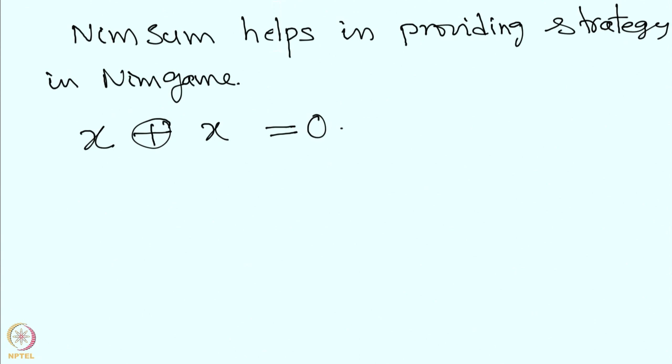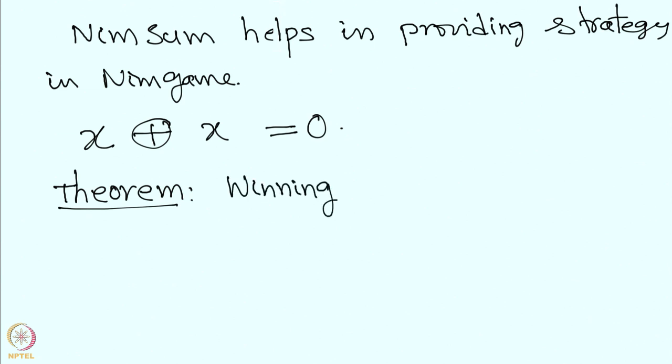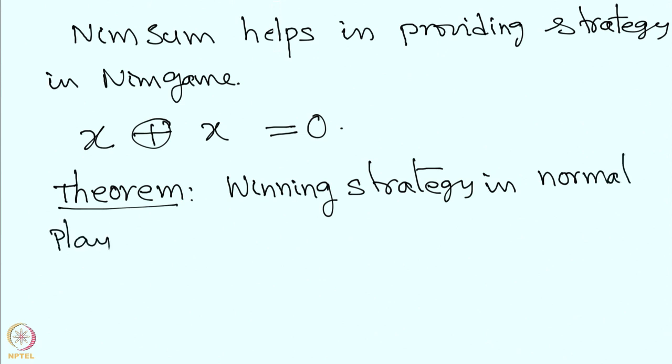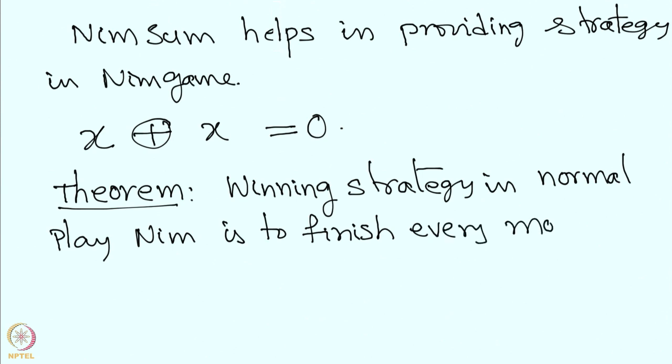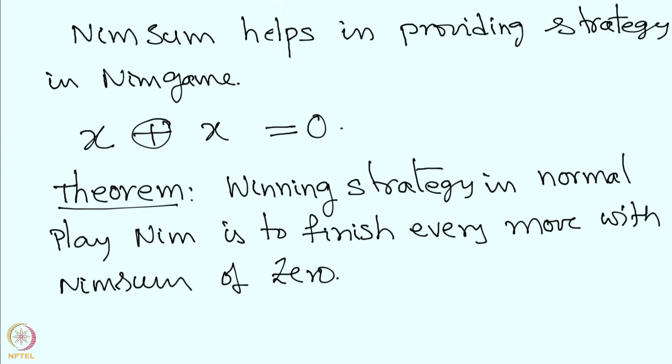So, now let me look at the theorem. The theorem is that the winning strategy in normal play Nim is to finish every move with a Nim-Sum of 0. Okay. So, what exactly are we really doing here? When I say that the Nim-Sum is 0, suppose you have two piles of coins. Here let us say there are m coins and here n coins, the Nim-Sum of m and n. Okay. If you recall, what is the terminal position here?